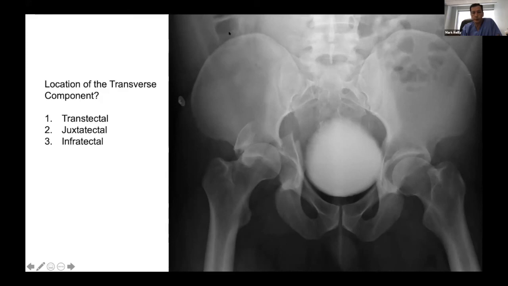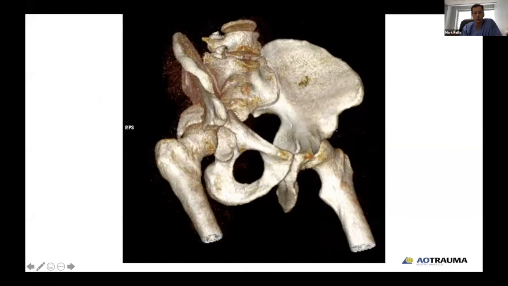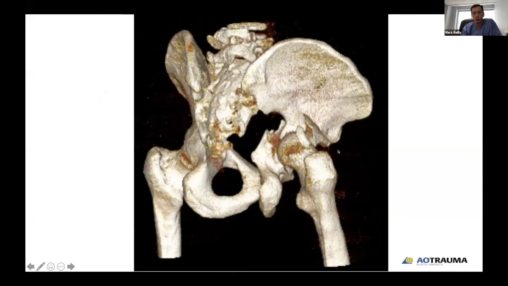Two-thirds of you selected transtectal, about a third juxtatectal, and 5 people went for infratectal. If you look through here, the easiest way is probably to look at the ischiopubic segment, and we can see that there's a small component of roof adjacent to the cotyloid fossa, so the correct answer for this one would be transtectal. We have selected a transtectal transverse posterior wall, and actually it's a multifragmentary posterior wall. The 3D helps us confirm that what we're seeing here is the transverse with a multifragmentary posterior wall.